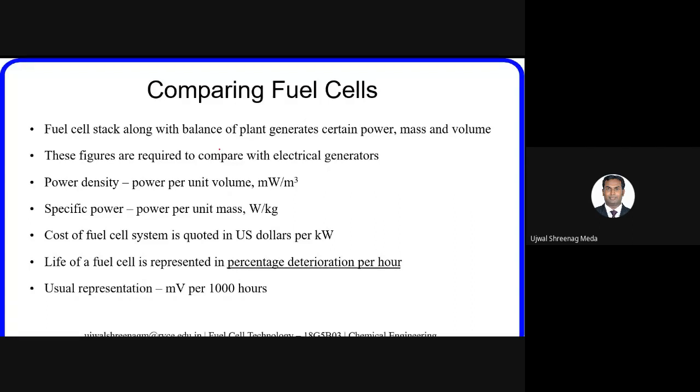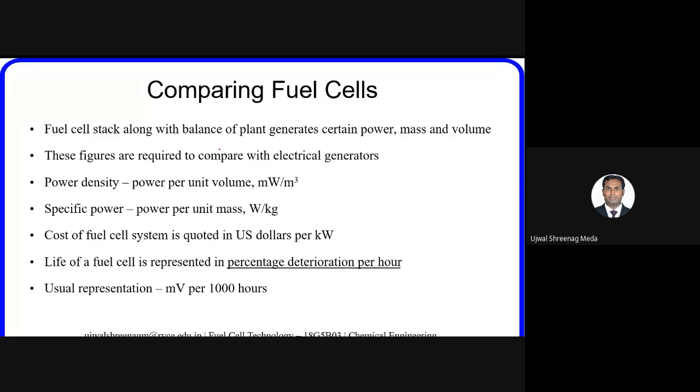The fourth term is specific power, and this is power per unit mass. So when it comes to power, there are three variants: one with respect to mass, another with respect to area, and a third with respect to volume. But when it comes to current, it is only with respect to area, and it is known as current density. Units of specific power: watt per kg; power density: milliwatt per meter cube.